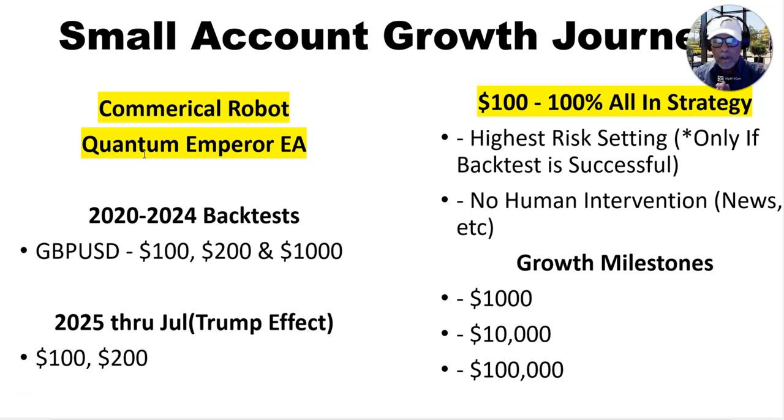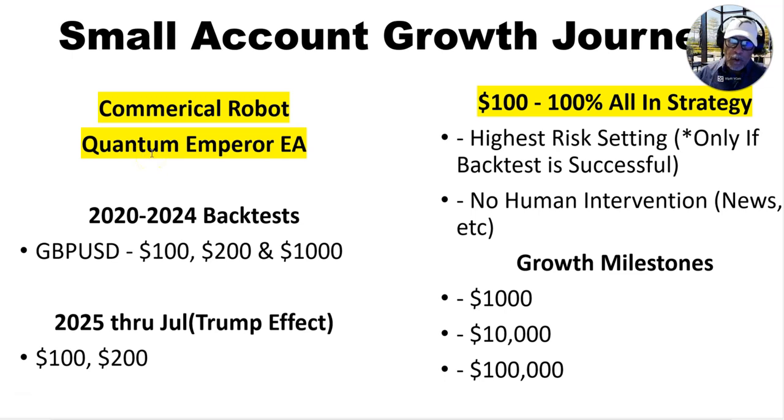Why small accounts? A small account, if we have a robot or an EA that works over a certain period of time through certain parameters, then and only then will we move that into our main accounts, which is anywhere between $1,000 to $5,000 to start, and in some cases, even $10,000.